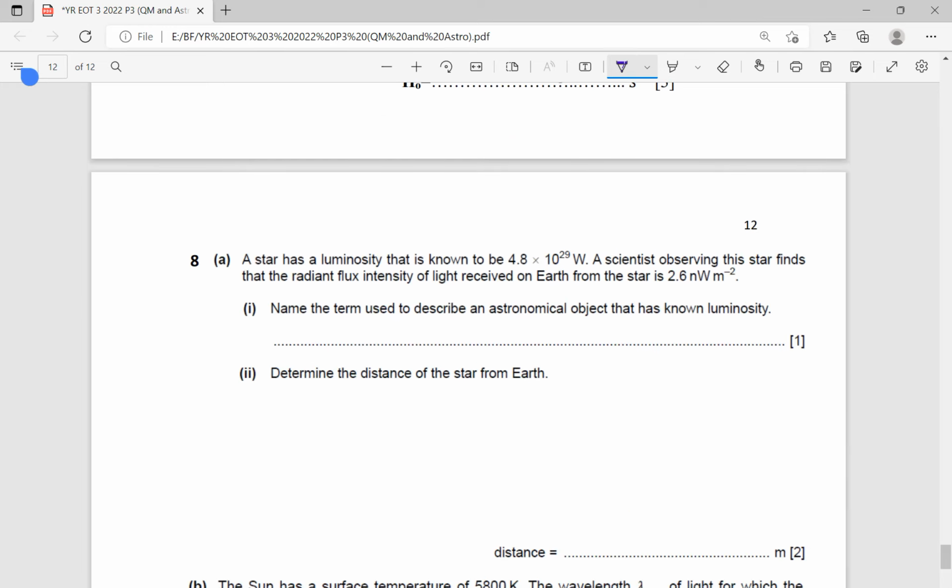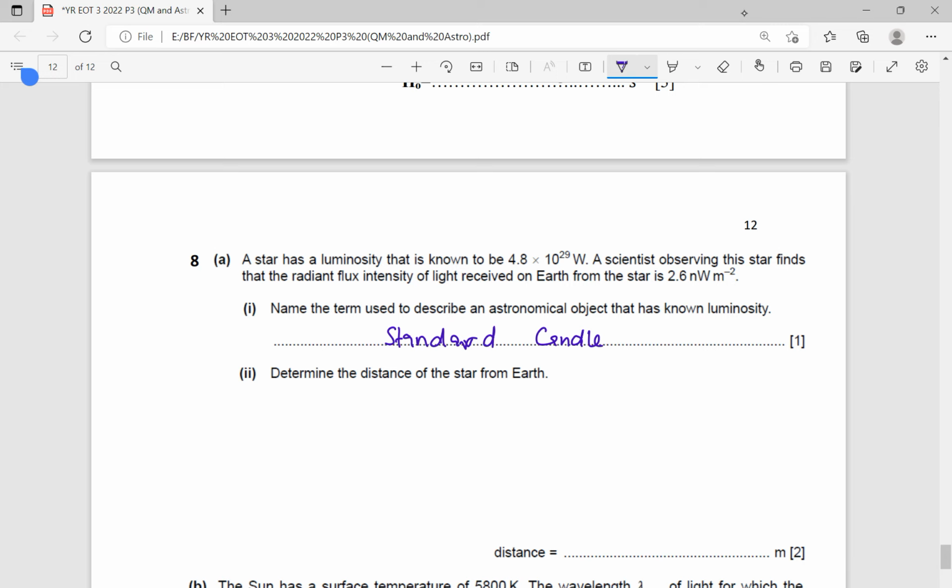Last question. Name the term used to describe an astronomical object that has a known luminosity, that is a stellar candle. We saw this. Not stellar candle, standard candle. Standard candles are those astronomical objects whose luminosity is known. That is a stellar candle, I mean a standard candle. I don't know why I like calling it stellar candle.